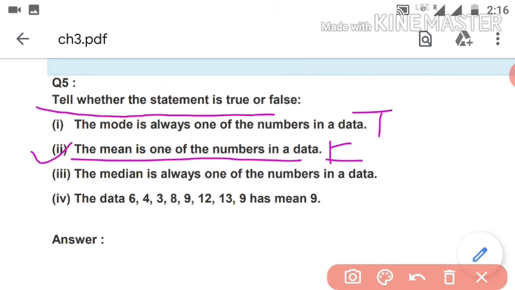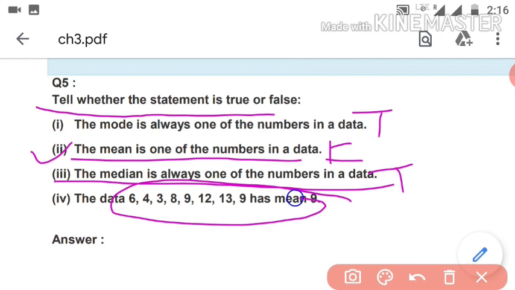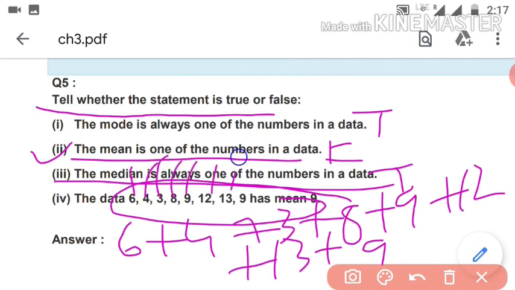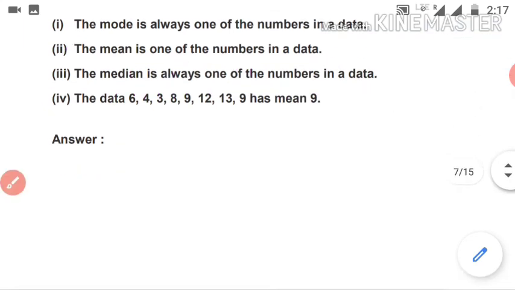Now the median is always one of the numbers in the data. Yes, this one is also true, because the median will also be one of the numbers from the given data. The data 6, 4, 3, 8, 9, 12, 13, 9 has mean 9. So is the mean value 9? We have to find. How will you find? 6 plus 4 plus 3 plus 8 plus 9 plus 12 plus 13 plus 9, and you will divide by how many numbers? 1 2 3 4 5 6 7 8. So you will divide by 8.